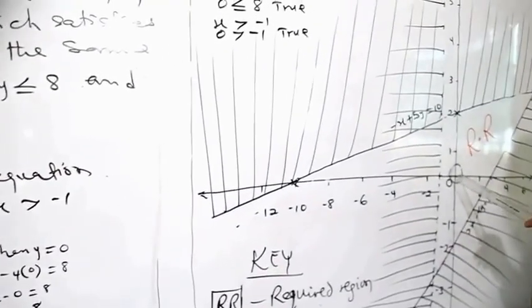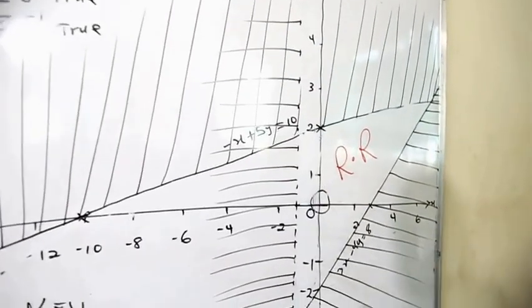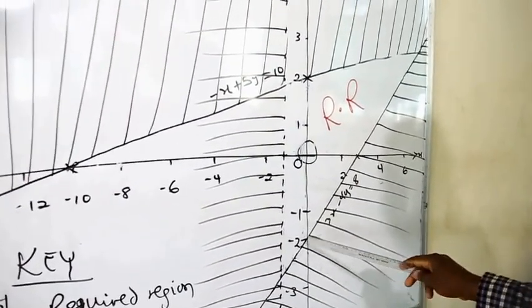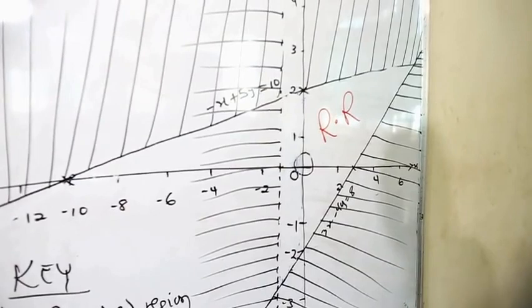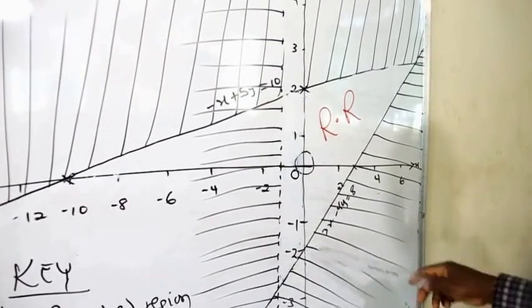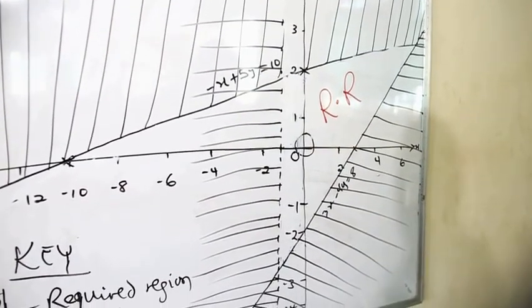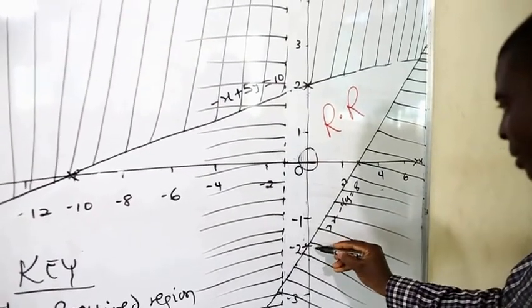This is where we have x to be equal to 0. Then this is where we have y to be minus 2. So this one is marked. There's a mark here.